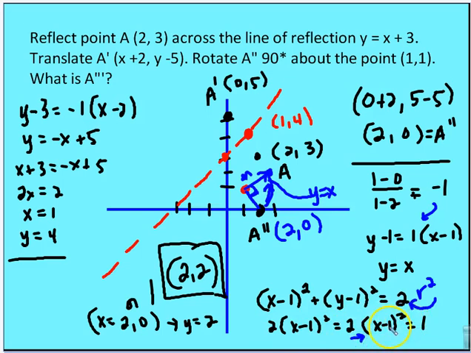And then I'm going to solve for that value. x minus 1 squared, take the square root of this value. I end up with plus or minus 1. For now, we'll just use plus. And then I'm going to add 1 to both sides, and I end up with x is equal to 2. If x is equal to 2, I can substitute that back in and solve, because I know y has to be equal to x. And so y is equal to 2 as well.